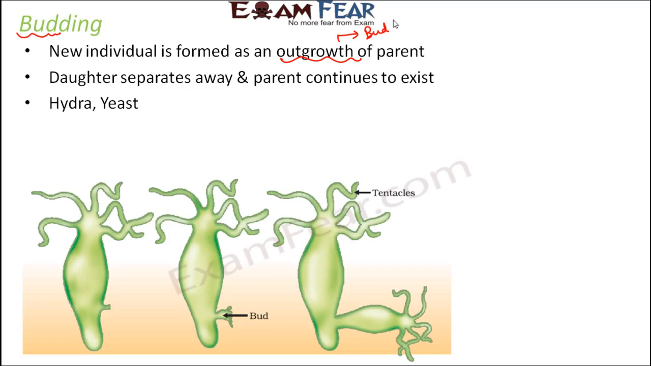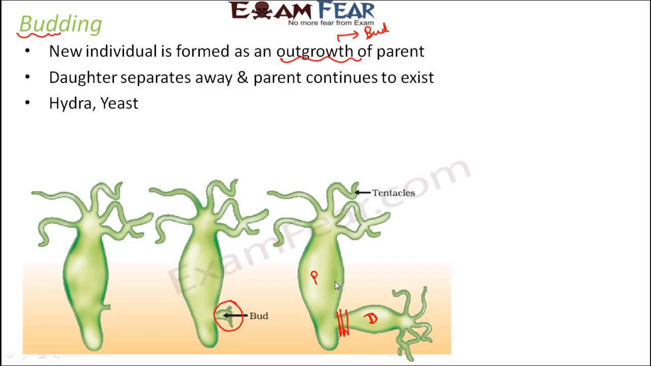So this is how it takes place. This is the structure of Hydra. You see a small outgrowth here, and this small outgrowth is called bud. Now this outgrowth gradually develops and grows into a new individual and then it breaks off from here. This was the parent and this is now the daughter. So the parent continues to exist and the daughter also is formed. This bud is seen at a specific site. It cannot be present anywhere.